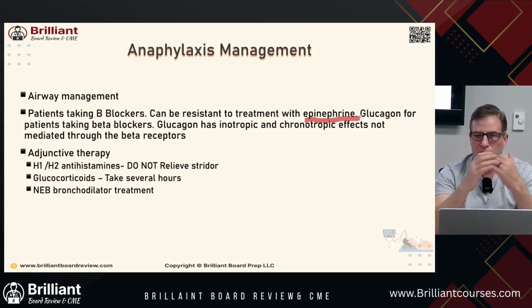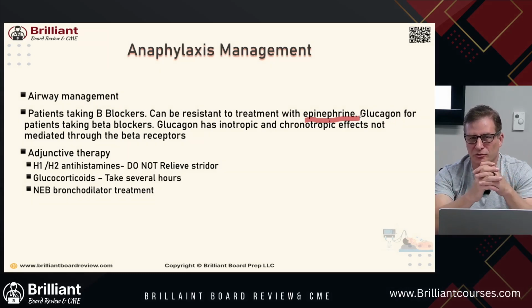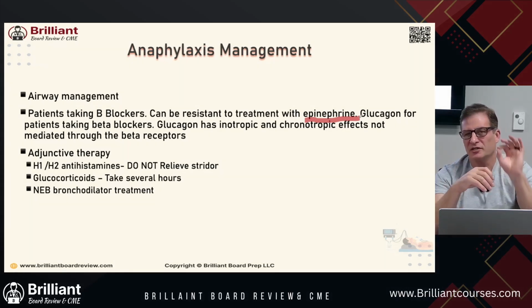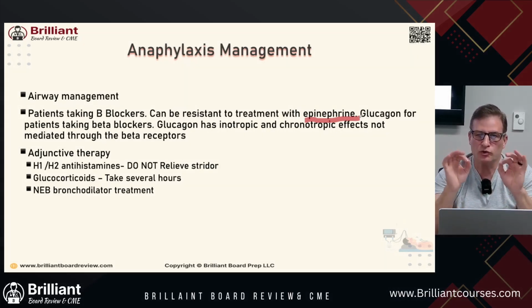He'd say, you either write a check now for this amount or you're going to write a bigger check when you go to trial, because you're going to lose because you did not give the standard of care. The standard of care is the epinephrine. The epinephrine is the true treatment for anaphylaxis.